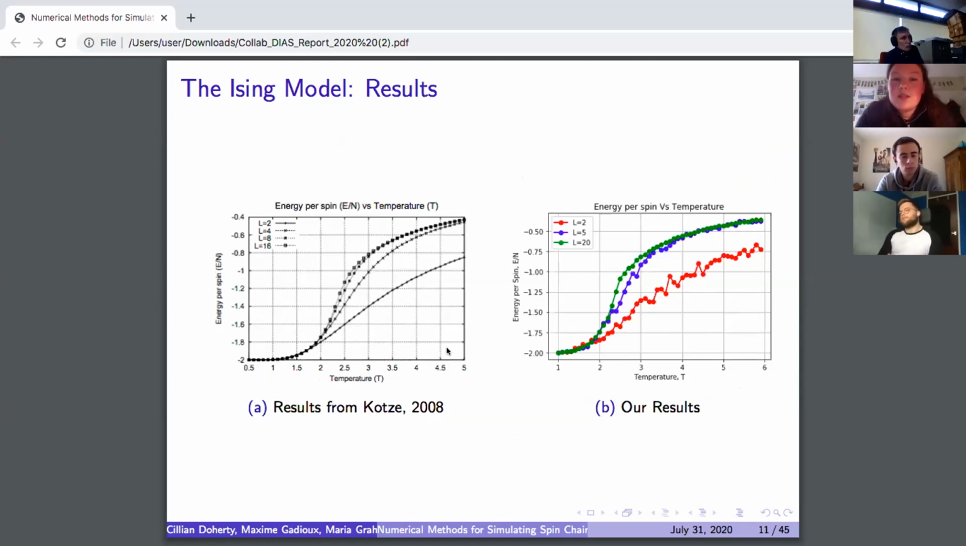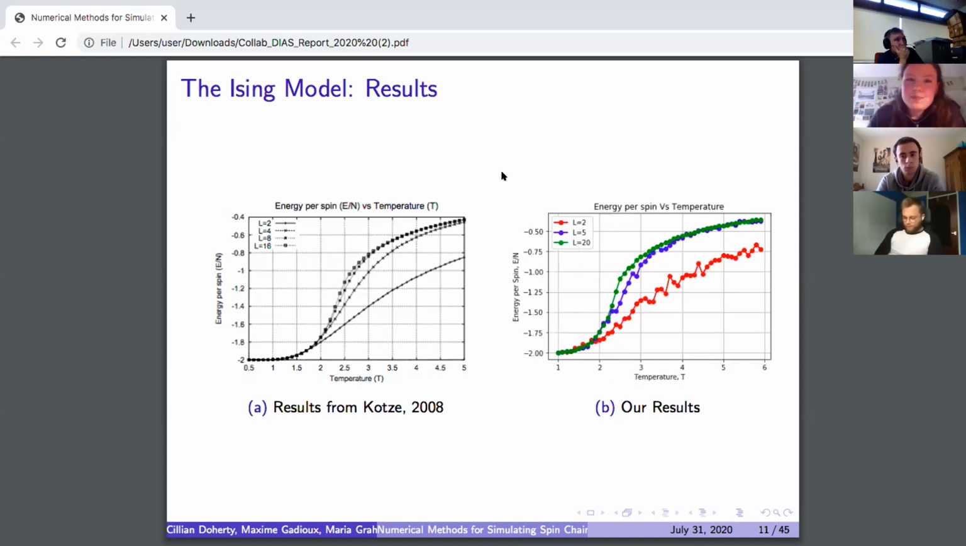So our results nearly mirror this. Our L equals 2 is not as smooth, but that could just be due to the number of steps we took, since it's the energy per spin. Obviously, the more samples you make, the smoother this curve would be. But as you can see, our L equals 20 curve mirrors nearly exactly the expected result, with a critical temperature occurring at roughly the same place.